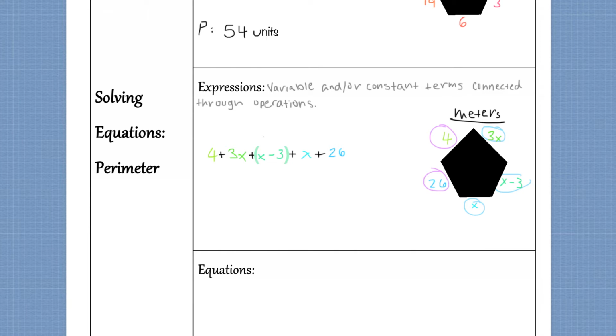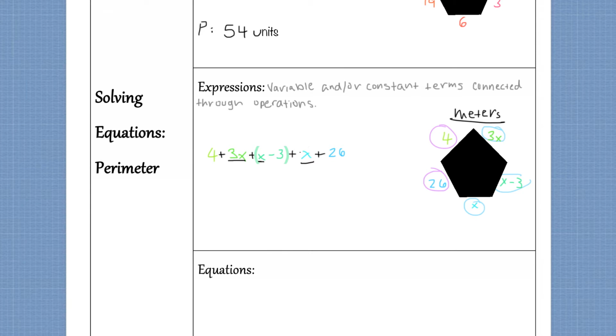And so this would be our expression for the perimeter of this pentagon, but you can see that since there are x terms and then there are two whole numbers right there, we can combine them to make a simpler expression. So we can simplify this expression. And so to do this, we're first just going to add all of the x terms, which is going to be 3x, this x right here, and just this x over here.